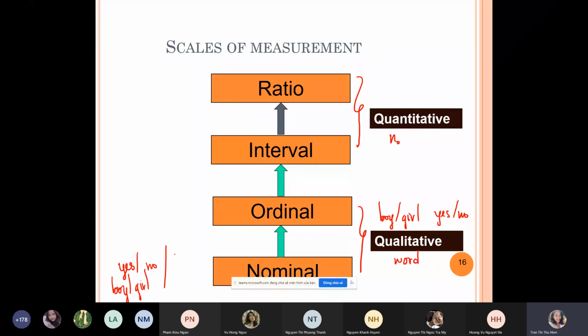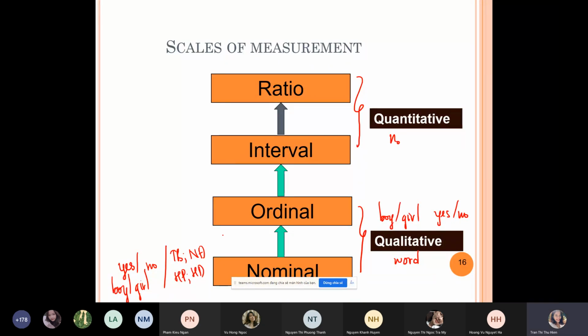Maybe Thái Bình, Nam Định, Hải Phòng, Hải Dương. Maybe it is the variable, right? It is nominal because it is a word, and you don't know which one is better than which one, right? So in this case, it is a nominal scale.